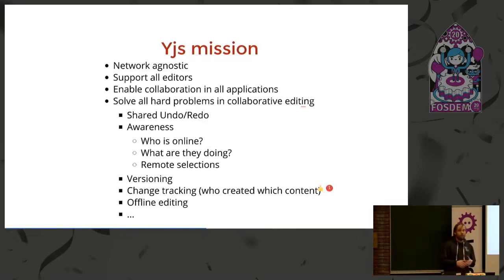It solves the problems of propagating the awareness information. That is information, for example, who is currently online, what are they currently selecting in the text, where's their cursor, what is their name. These are all problems that are solved in Yjs. Yjs has many more features. For example, it does versioning, it does change tracking. You can track who created which content. This is very much like git blame if you want. So you can select a portion of text and find out who created that specific text. It does offline editing really well with all the problems that are associated with offline editing and merging offline content.